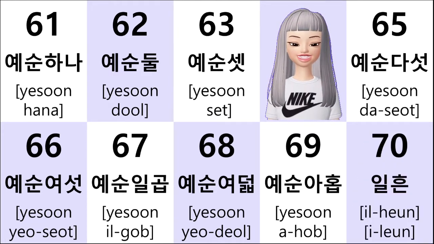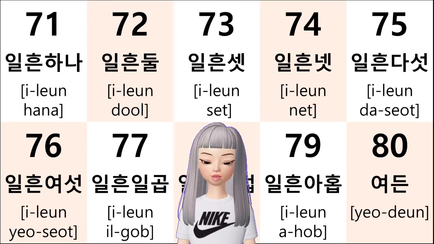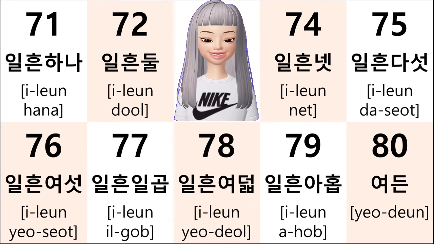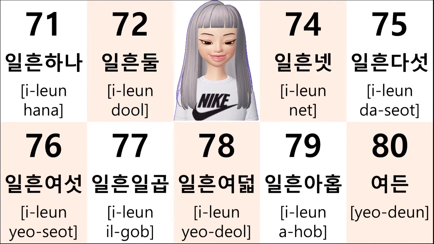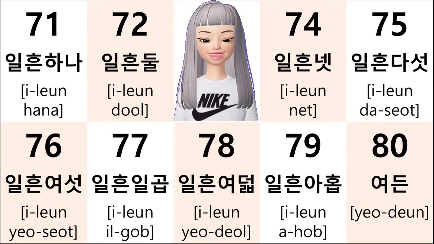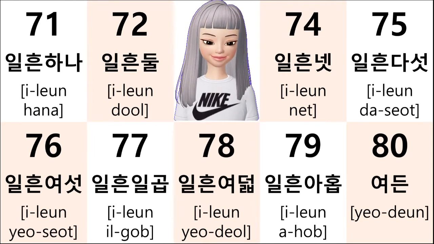You spell it 일흔, but you pronounce it 일흔. 70, 71, 72, 73, 74, 75, 76, 77, 78, 79. 80 now is 여든.